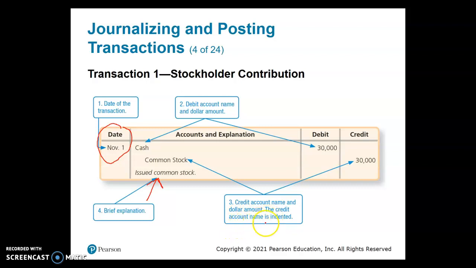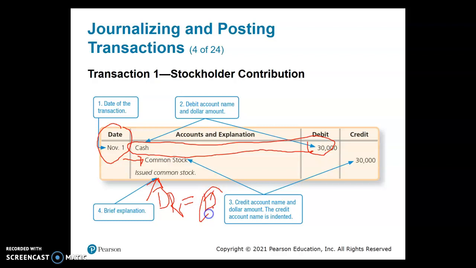The credit account name is indented. See this right here? Common stock is not directly below cash. Any account that is being credited gets slightly indented to the right. Your debits are always listed first. So debit is listed first, and then common stock, credit 30,000. Debits and credits always have to equal. Okay, debits equal, oops, let me draw a C. I need to get a stylus. Okay, debits equal credits.